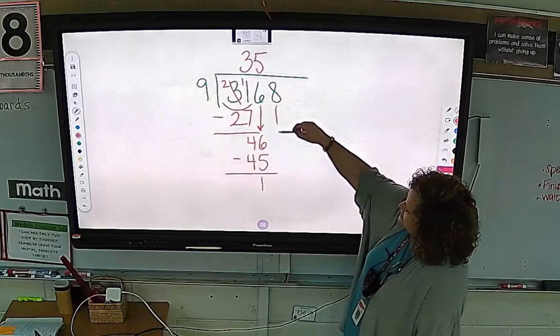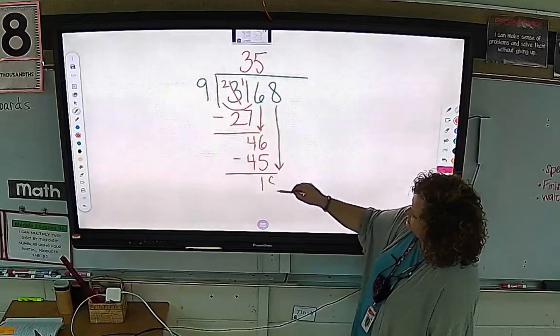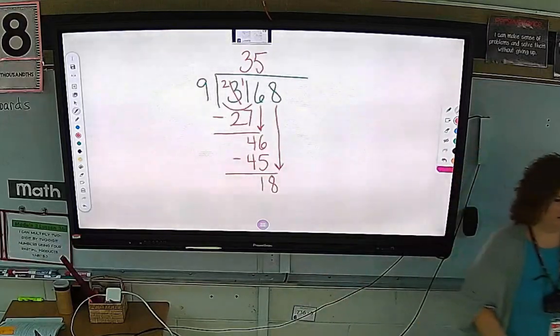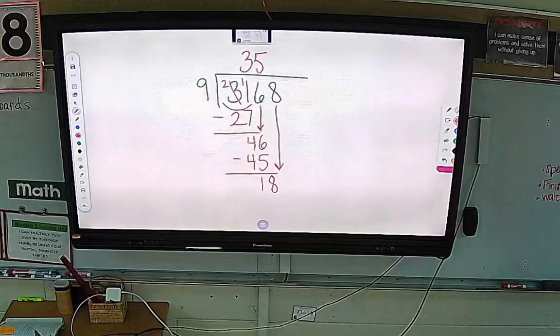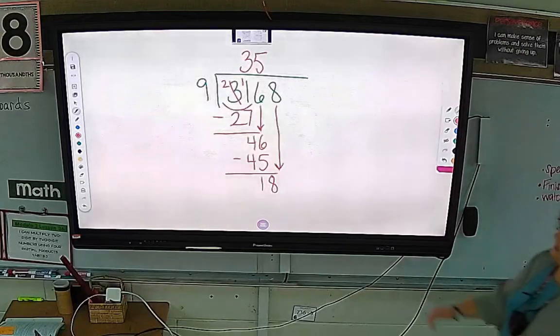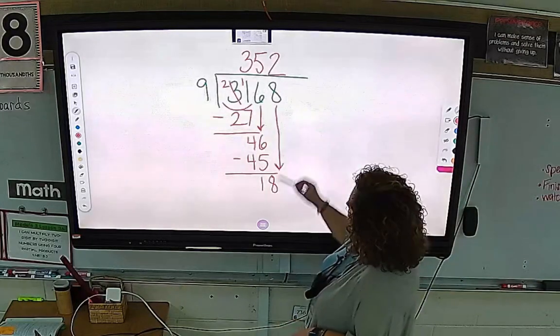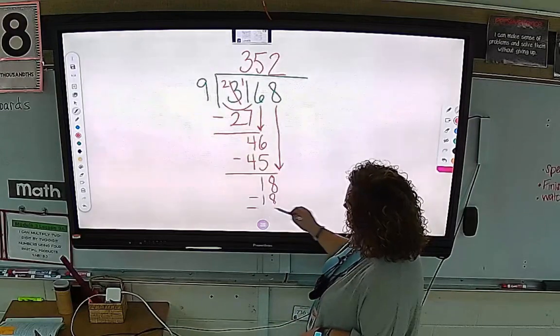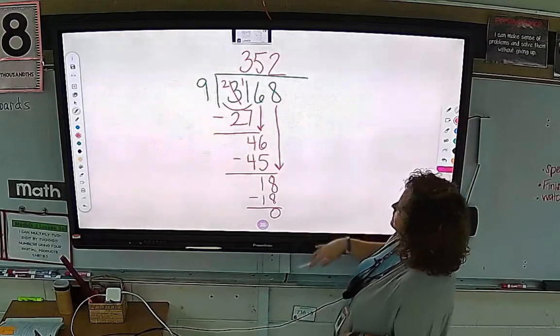Okay. Oh, and I see a fact family falling into place right there. That doesn't always happen, but it does a lot. Okay, 9 times 2 is 18. We subtract that and get 0. Nothing else to bring down.